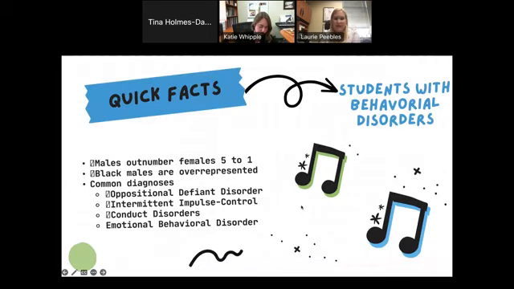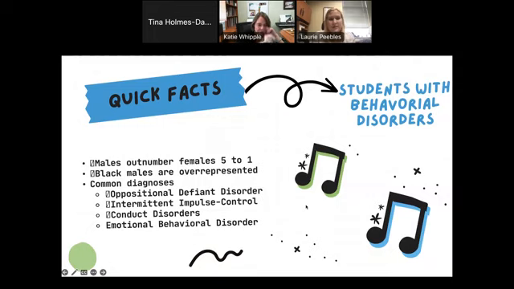Some quick facts. When we're thinking about, at least statistically, who is diagnosed with behavioral disorders, males outnumber females 5 to 1. I also feel like I would be doing a disservice not to point out that Black males are overrepresented within this diagnosis. We need more research and definitely more understanding as to why there's an overrepresentation.